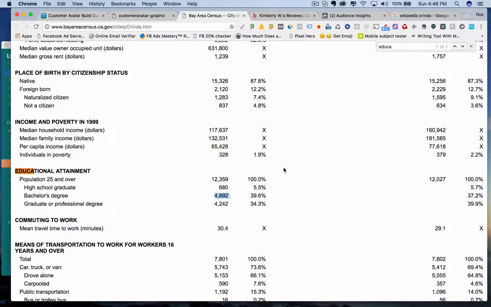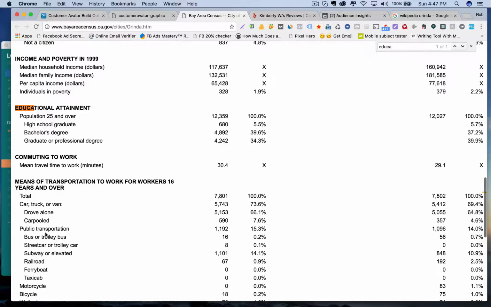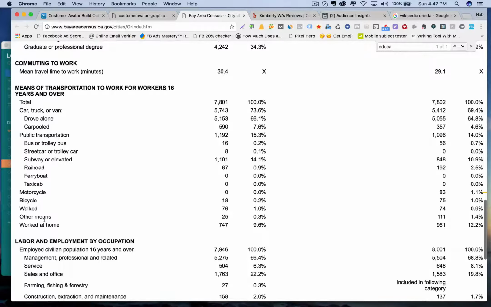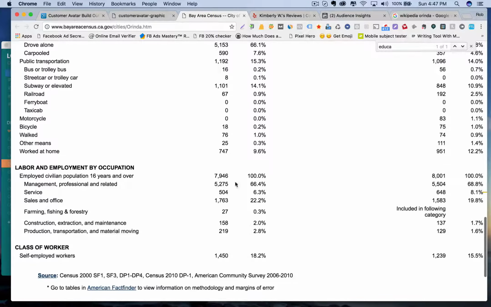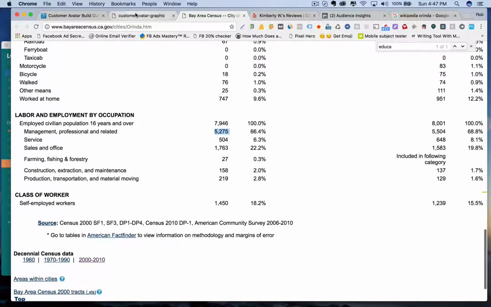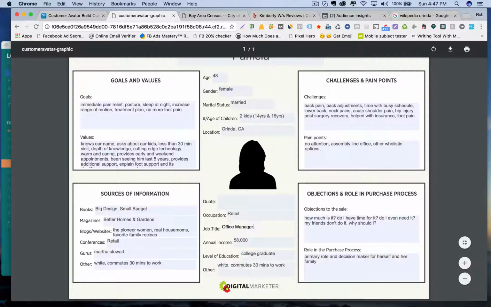Let's see where that was from. Oh yeah, here. Worked at home. Let's see. Labor, management. So that's a lot. Employed civilian, 16 and older. I don't know what that means. Management, professional related, 5,000. So okay, let's just say management. So that's where that came from. Let's say office manager.